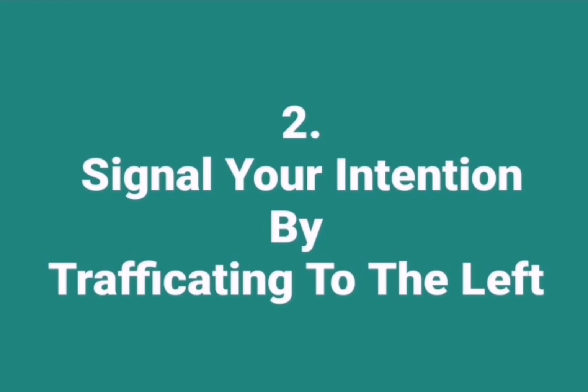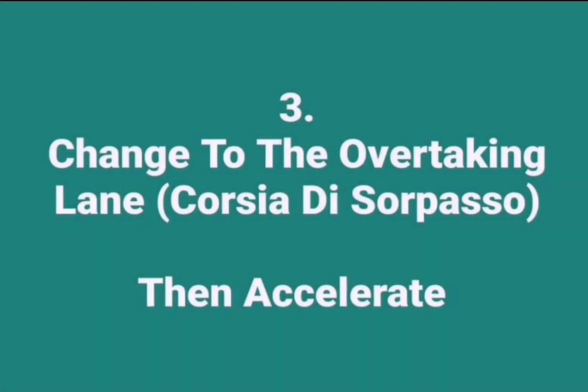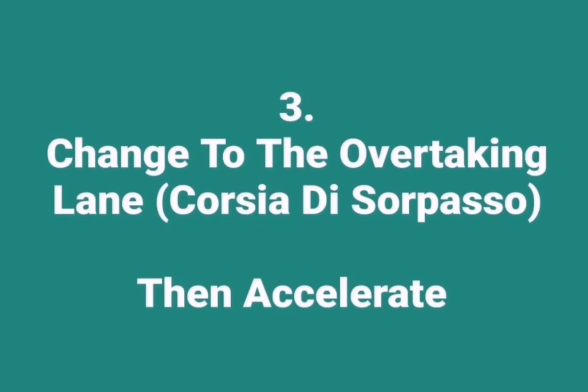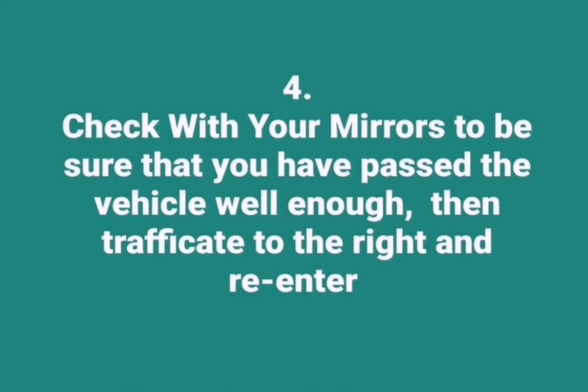Then after being sure that another vehicle is not going to overtake you, signal your intention by traffic gating to the left. If you traffic gate to the left, then the vehicle behind you already knows that you want to overtake. Even if he had the intention before, he knows that you have signified your intention, so he will not come. Then you change to the overtaking lane, then accelerate. Immediately you see that you are free, you change to the overtaking lane and accelerate to increase your speed.